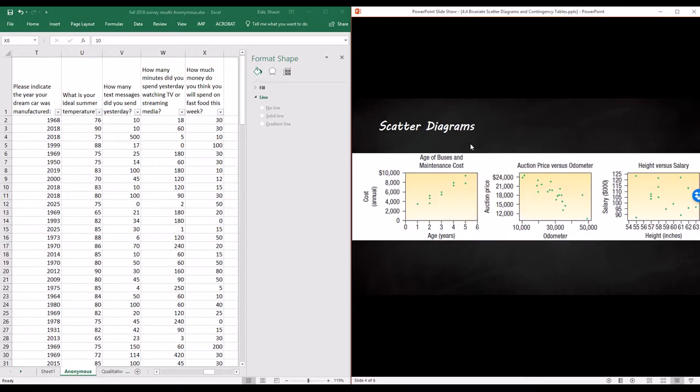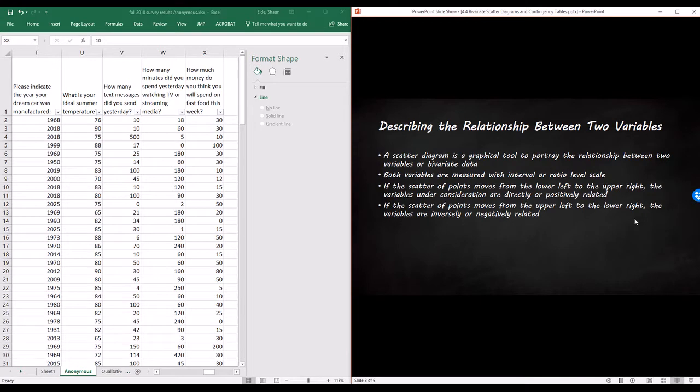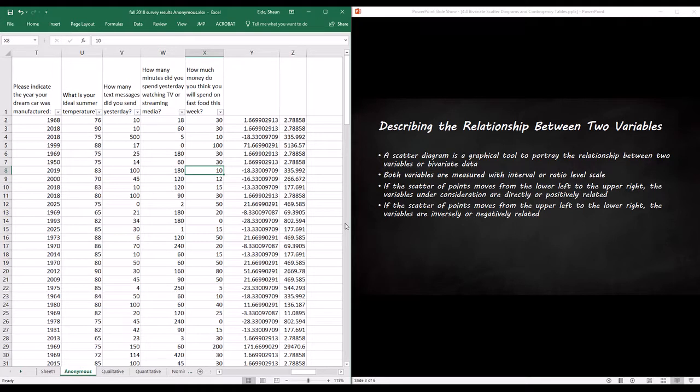You guys have probably seen scatter diagrams. These are examples of scatter diagrams. And so we're going to look into what a scatter diagram actually is. A scatter diagram is a graphical tool to portray the relationship between two variables or bivariate data. So we've been talking mainly about univariate data. Univariate data means you are only looking at one variable, okay? Or only one variable actually varies.